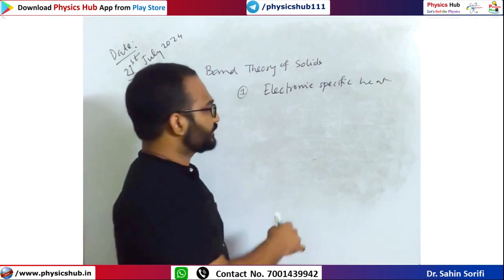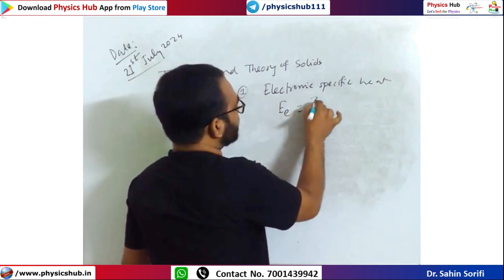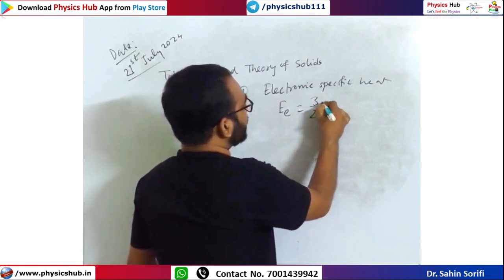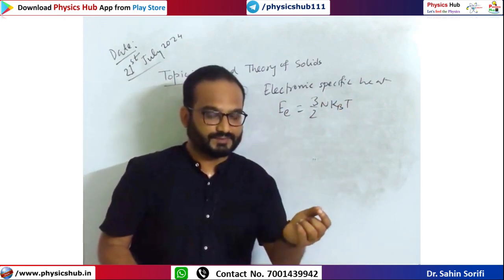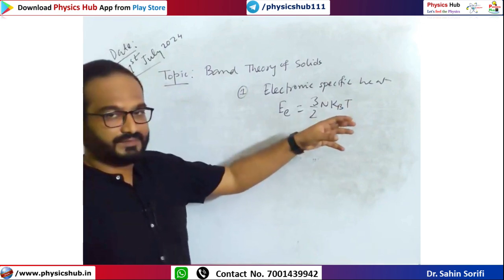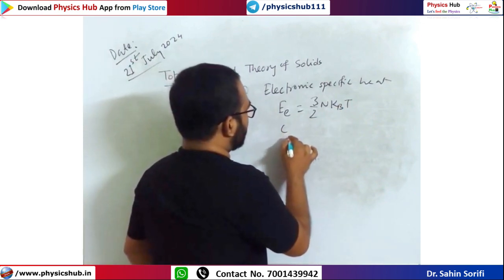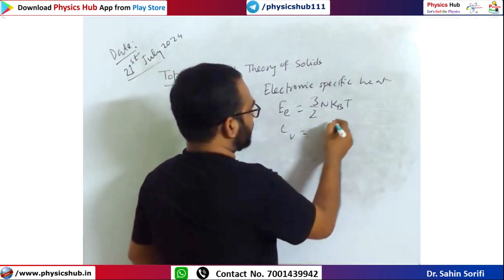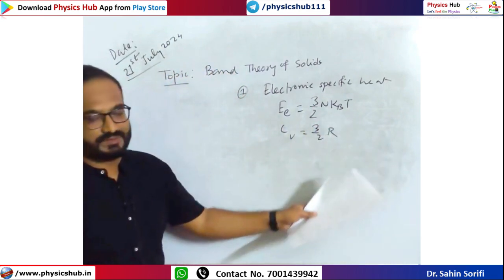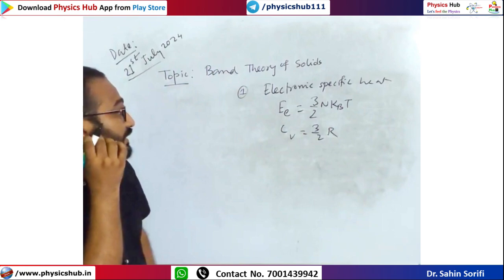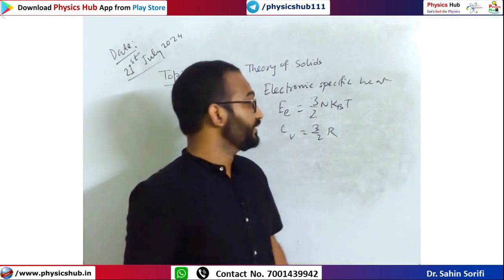If we consider the electronic energy, let's say this is 3/2 nkT. If we consider only the translational degrees of freedom for the electron, we have 3/2 nkT, and from this you can calculate the specific heat. This is 3/2 R, where R is the universal gas constant. But actually, what we know is that this is not correct.